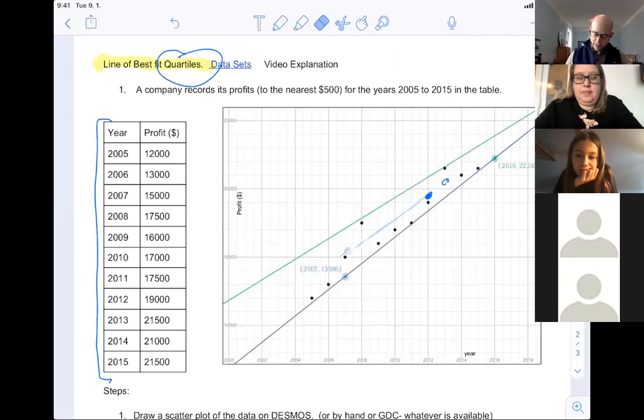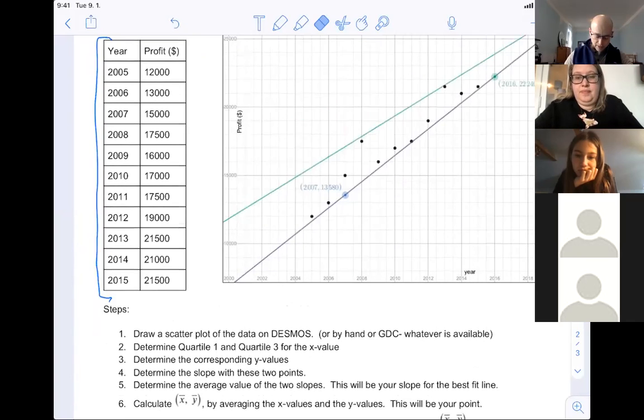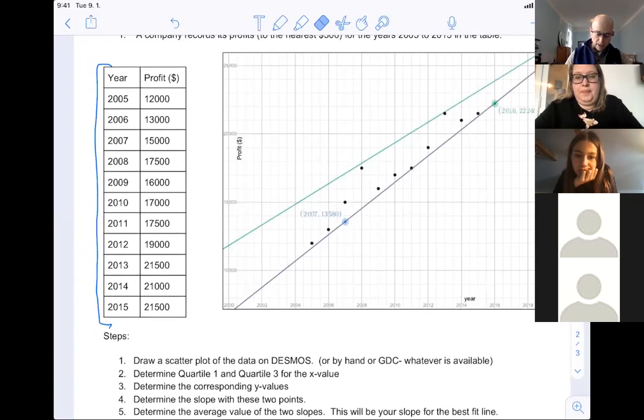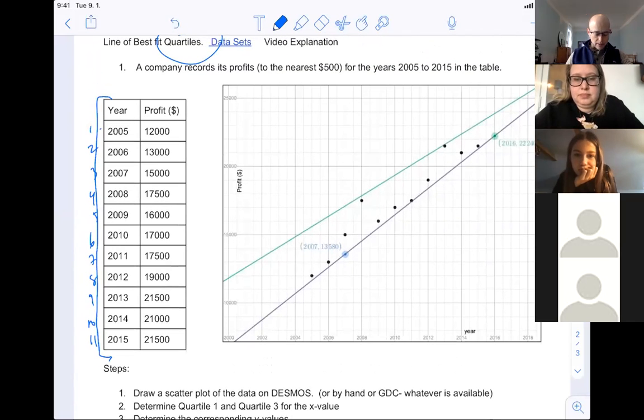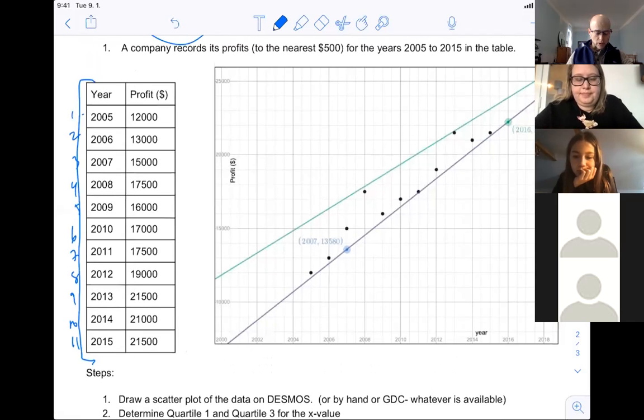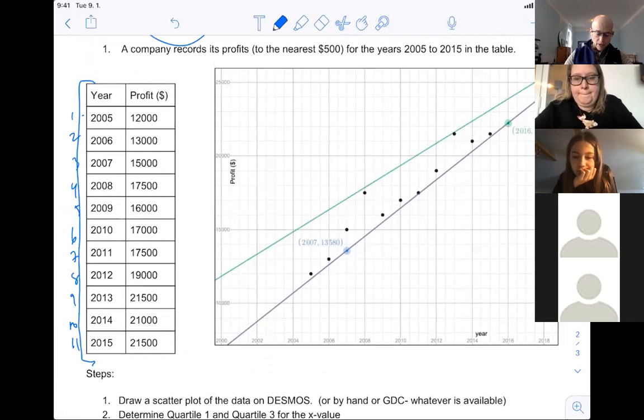So the first step, when we look at the steps that I've written out, says determine quartile 1 and quartile 3 of the x values. Looking at these numbers, there's 1, 2, 3, 4, 5, 6, 7, 8, 9, 10, 11. And we need quartile 1. Could you take a moment and see if you can determine what quartile 1 is for all of these x values, the year?